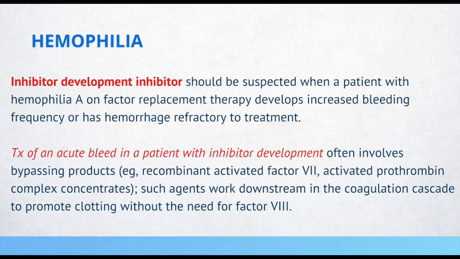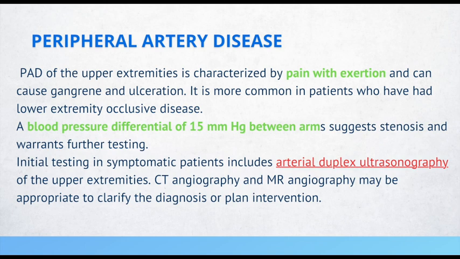inhibitor should be suspected when a patient with hemophilia A on factor replacement therapy develops increased bleeding frequency or has hemorrhage refractory to treatment. Treatment of an acute bleed in a patient with inhibitor development often involves bypassing products, for example, activated prothrombin complex concentrates.